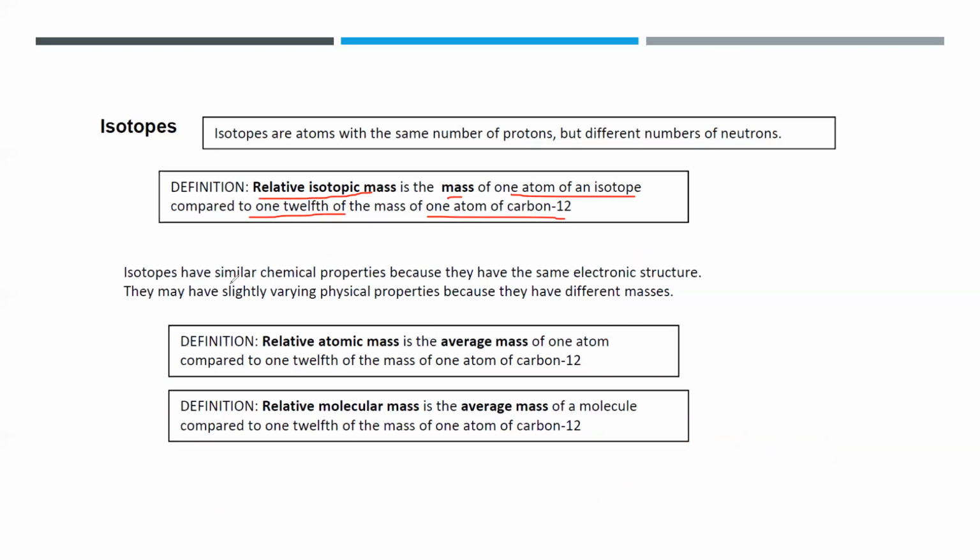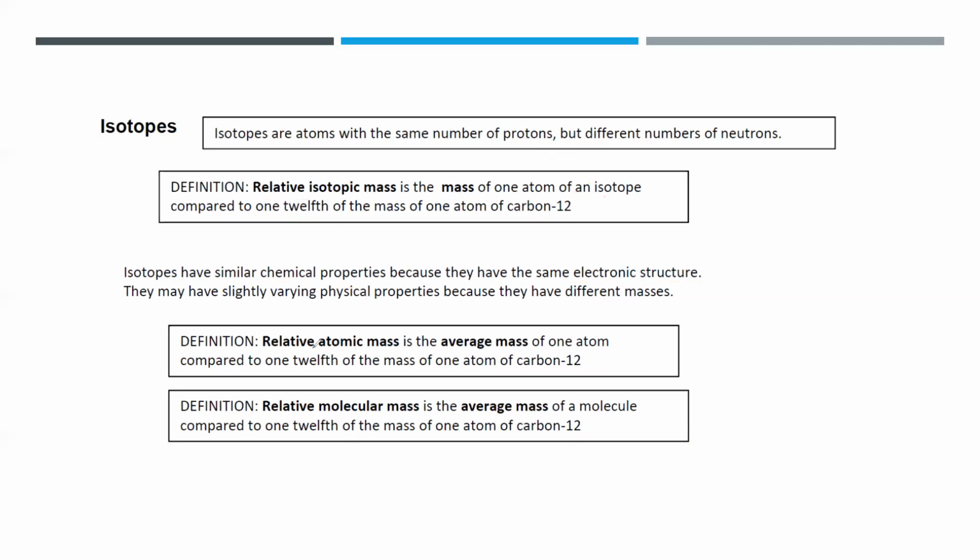So isotopes have similar chemical properties. Why do they have similar chemical properties? Because they have the same number of electrons in the last shell. As they have the same number of electrons in the last shell, and chemical properties depend on the valence electrons, that's why they have the same chemical properties. Physical properties slightly vary because they have different masses. That's why they have different physical properties.